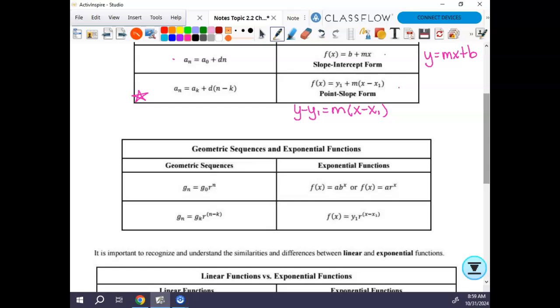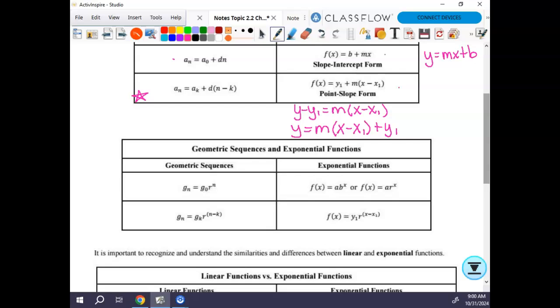But then we get to a point where we go, okay, this is all fine and great, but what we really need a lot of times is for it to be y equals, so all we need to do is move that y1 over. And this would give me y equals m times x minus x1 plus y1.